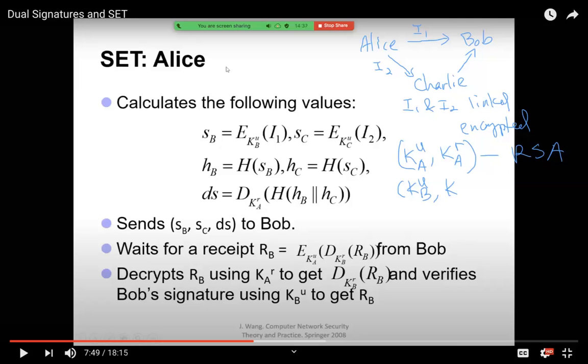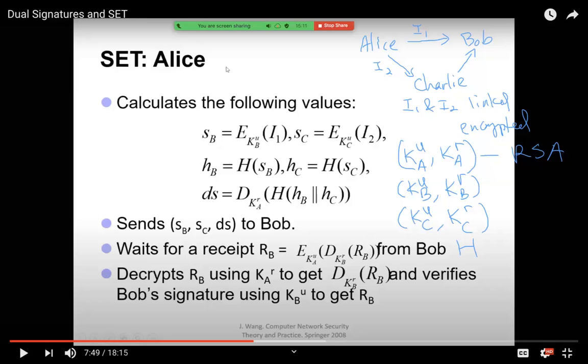So likewise, Bob has its public key and private key, and Charlie also has it. So this is the setup. They're going to use RSA. Then they also need to make an agreement that they will use the same hash function. Let's call it H. So that's what is needed.